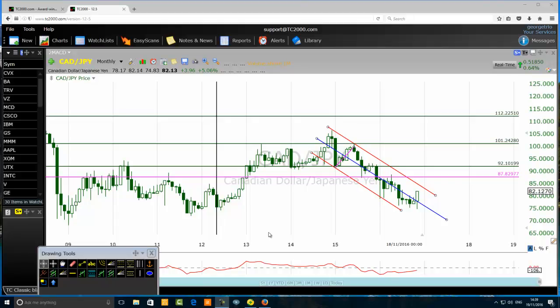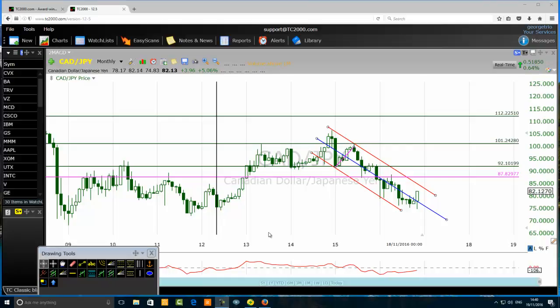Hello traders, today we want to talk about wave theory tips for currency traders. The financial instrument that we are analyzing is the Canadian dollar, Japanese yen.